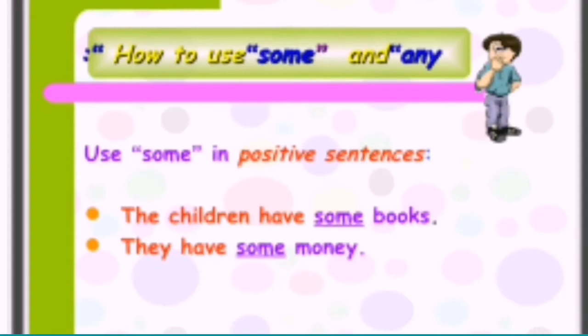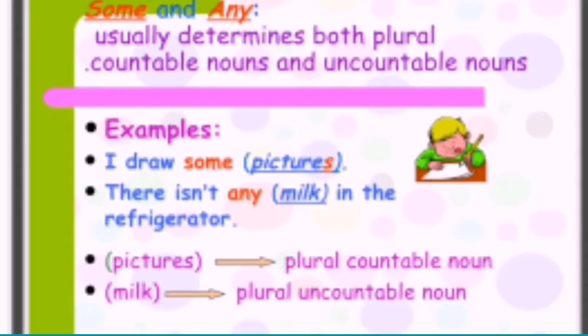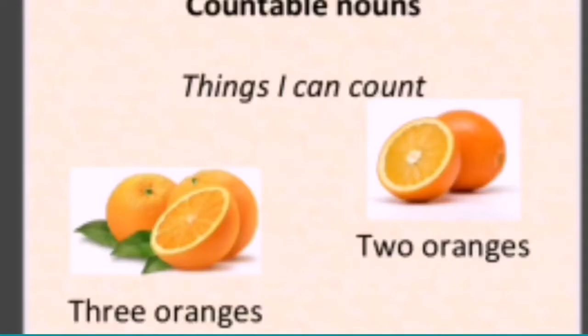Students, we have learned how to use some and any. We use some in positive sentences and we use any in negative sentences. You can read these examples. There are some more examples. We have learnt about it.